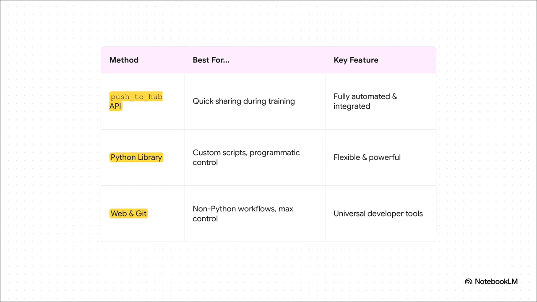Here's the bottom line. If you're inside a training script and you just want to get your model onto the hub as fast as possible, use the integrated PushToHub API. If you're building a custom pipeline and you need that programmatic control, the huggingface_hub library is what you want. And if you need maximum control, or you happen to be working outside of a Python environment, the classic web and Git approach has always got your back. It's all about matching the tool to the task.